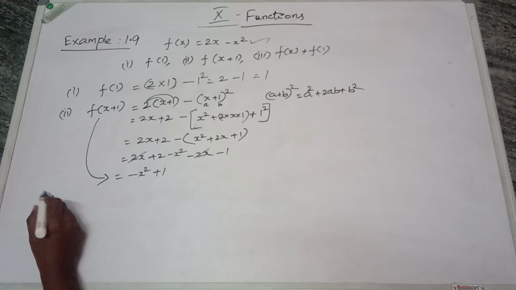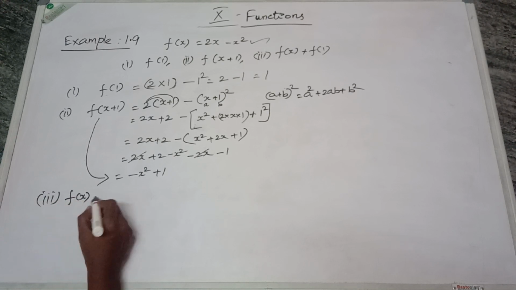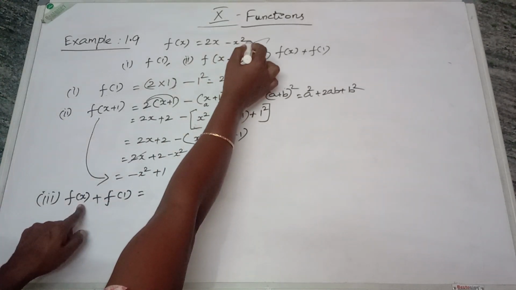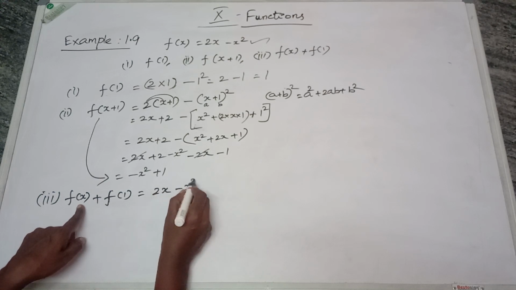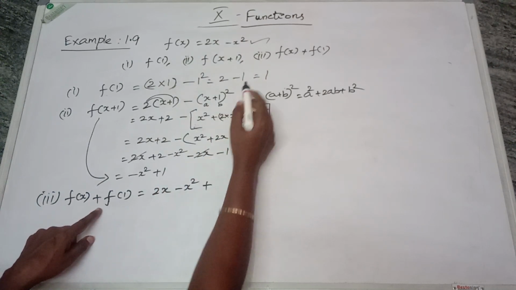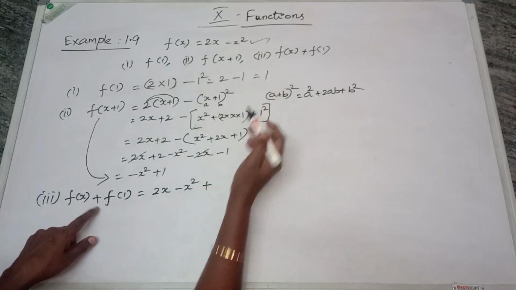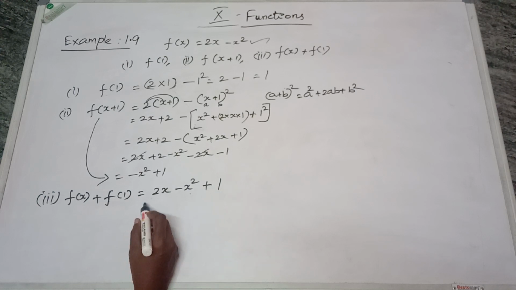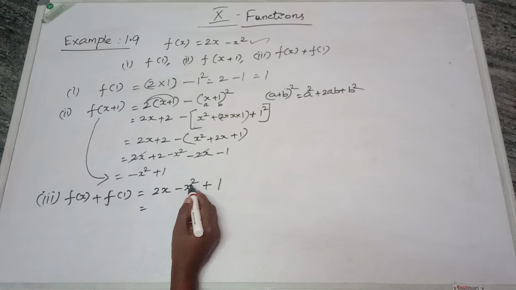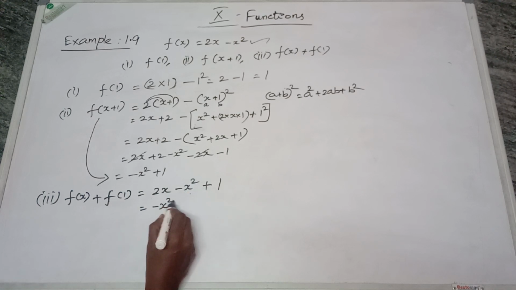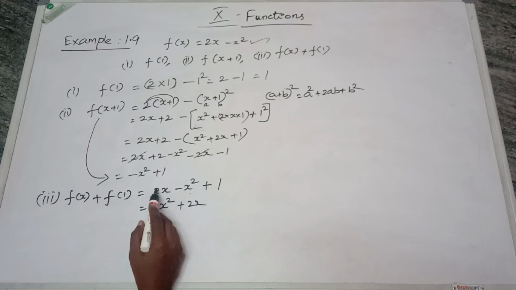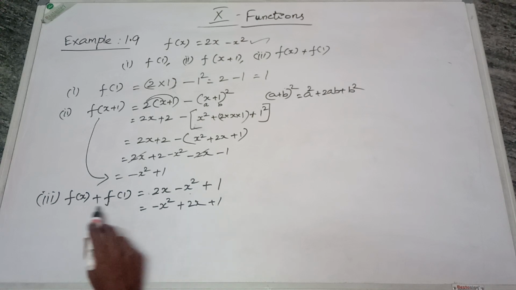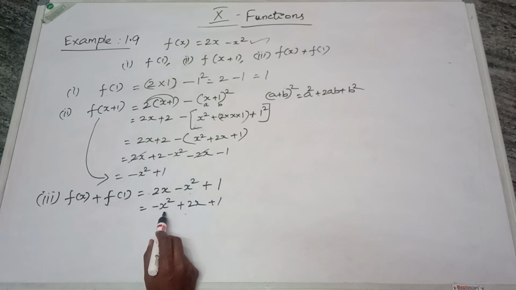Then the third one is f of x plus f of 1. f of x is given in the question itself. f of x is 2x minus x square. And f of 1 we have already found as 1. So this is the f of x value and this is the f of 1 value. Here you have to write it in the standard form. First write the minus x square term and then the x term, plus 2x, and plus 1. This is f of x plus f of 1 value, that is minus x square plus 2x plus 1.